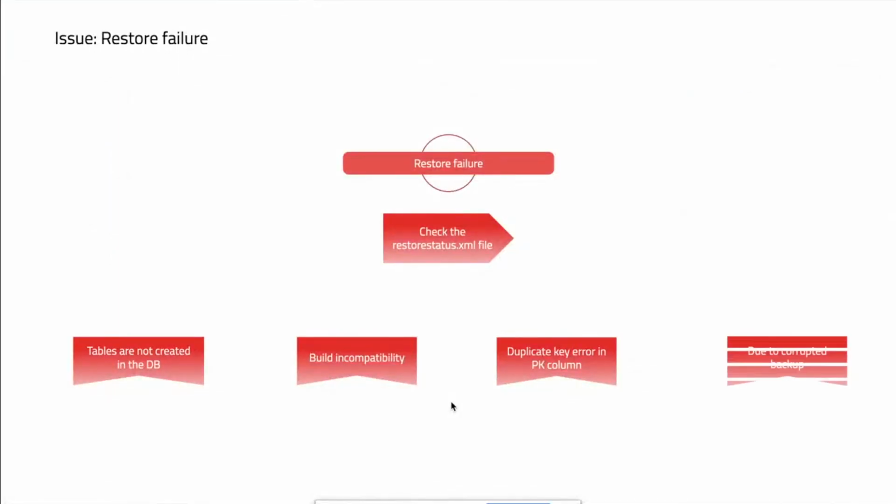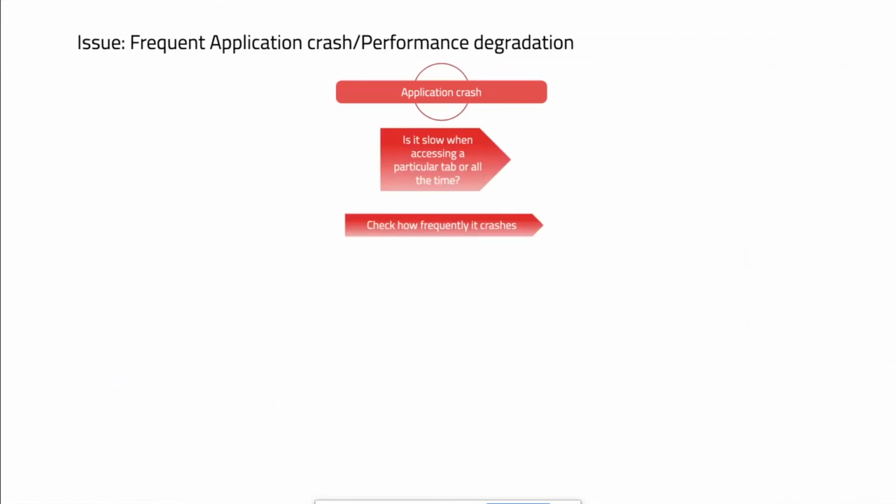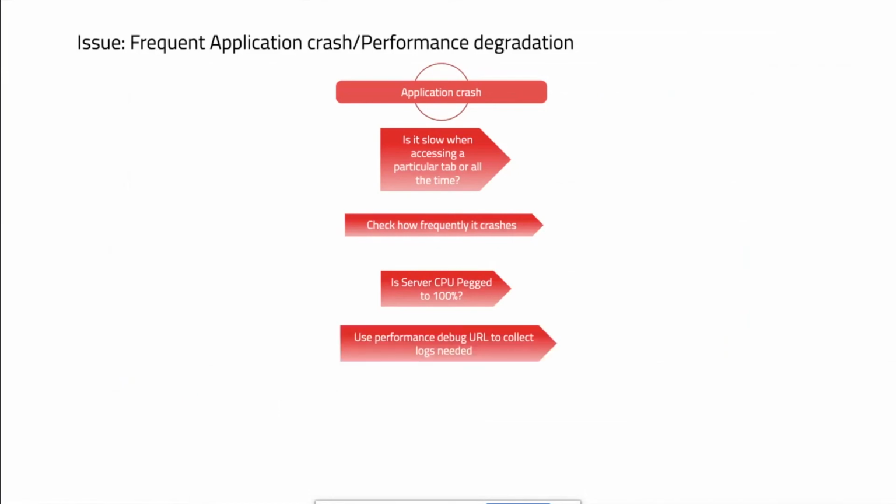Due to a corrupted backup, yes, if the backup that was taken couldn't be opened, then restore failure could happen. So those are other reasons. And then finally, performance issues. When the application crashes or is slow while accessing it, we want to get very important details such as performance analytics logs. This is a very, very important point, guys.